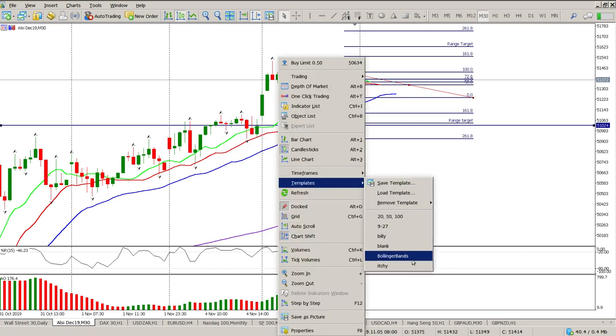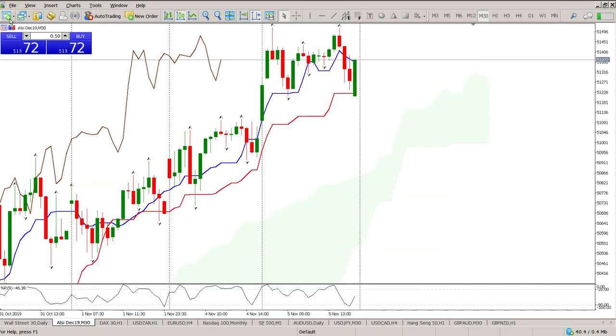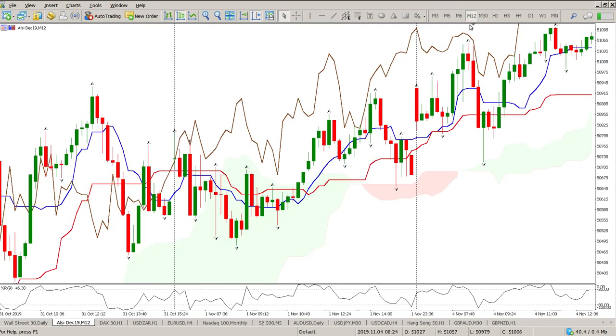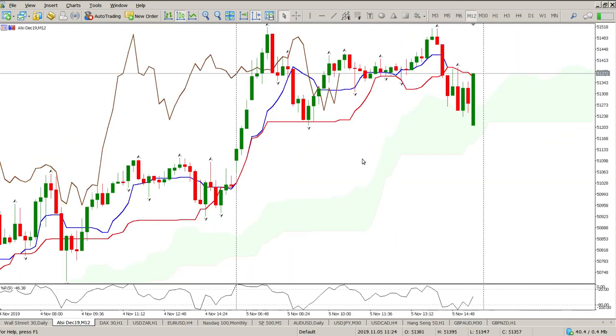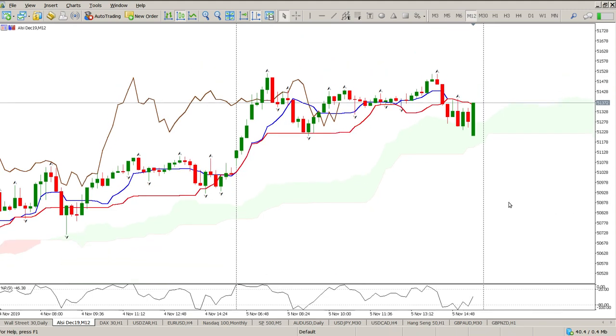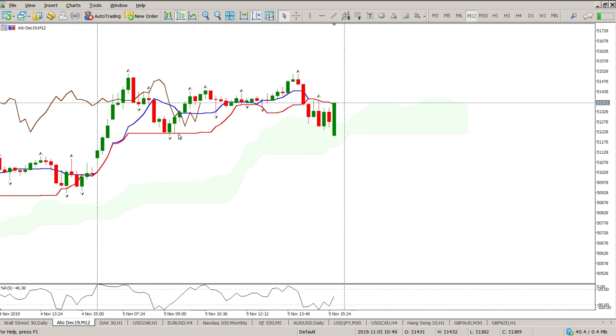Let's just close off with the Ichimoku and run through from the 12 minute up quickly. So if we look at the 12 minute Ichimoku, we are fairly neutral. Okay, we are kind of range bound. We do have a coming together of Kijun and Tenkan here. We're bouncing off the cloud.